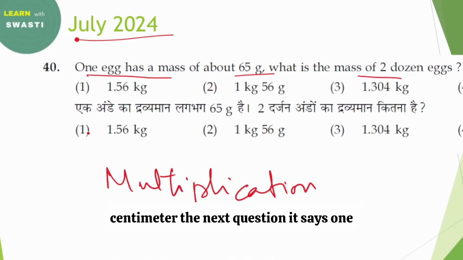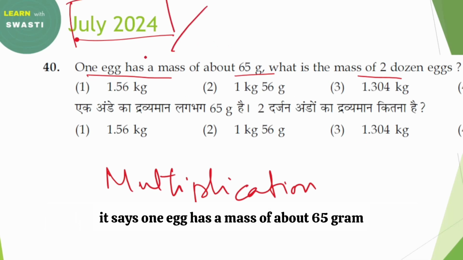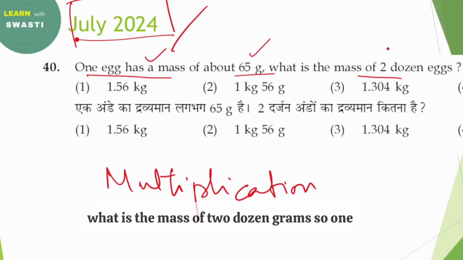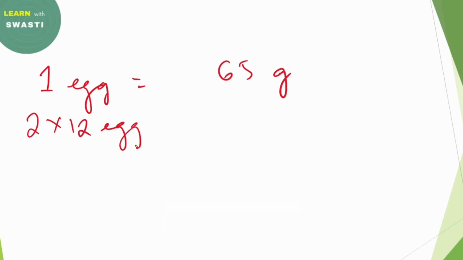The next question, it says 1 egg. This is from July 2024, the first question from July 2024. It says one egg has a mass of about 65 grams. What is the mass of 2 dozen eggs? So one egg is 65 grams. 2 dozen eggs, that is 2 into 12 eggs. How much will it weigh?